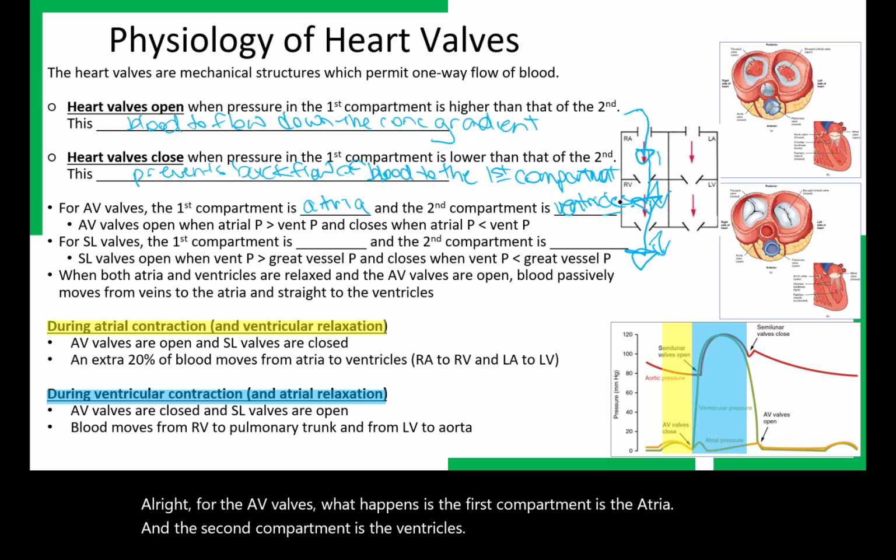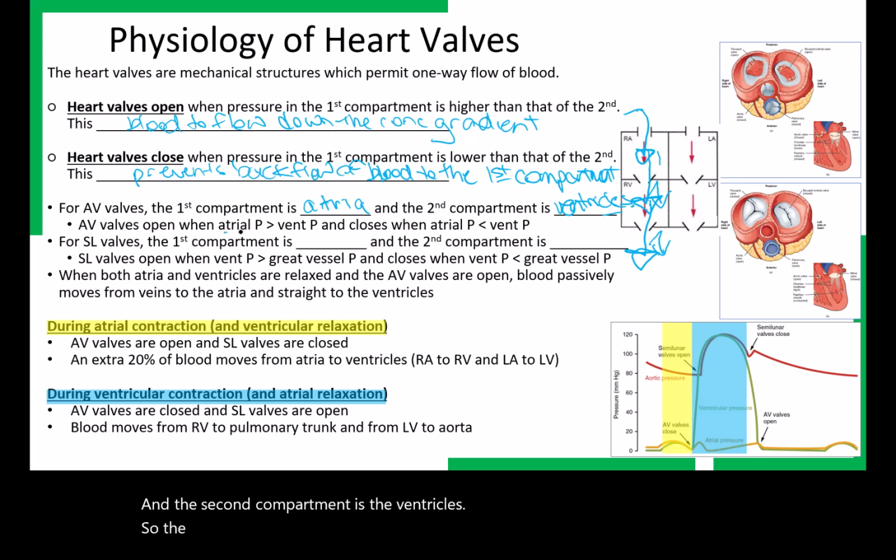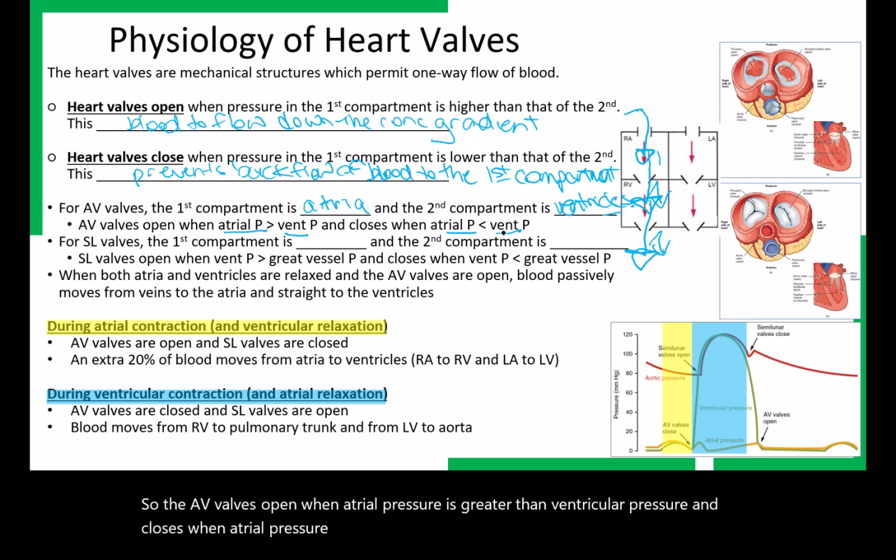So the AV valves open when atrial pressure is greater than ventricular pressure and close when atrial pressure becomes less than ventricular pressure. And so blood doesn't move backwards from the ventricles into the atria.